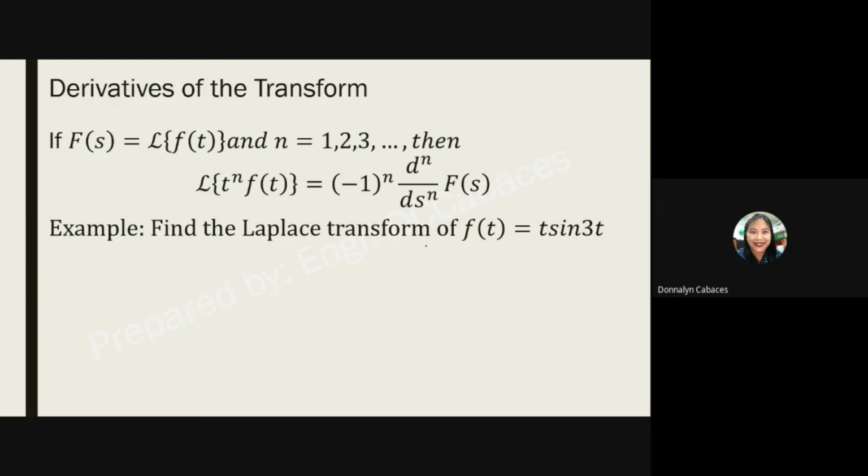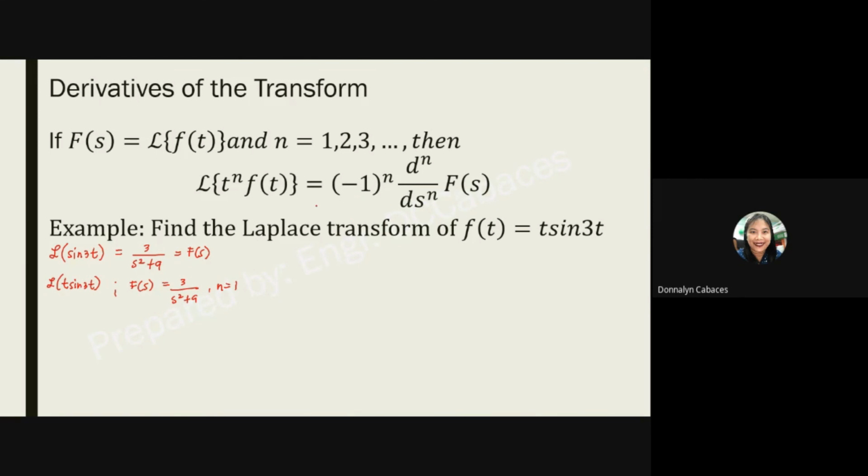So to illustrate, find the Laplace transform of f of t is equal to t sine of 3t. Again, the first thing that you have to determine is the Laplace of the base function, which is sine of 3t. What is the Laplace of sine of 3t? That is equal to 3 over s squared plus 9. Okay? And then, this is your f of s. And since we only have here times t, the Laplace of t times sine of 3t, n is equal to 1. So your f of s is 3 over s squared plus 9, and your n is equal to 1.